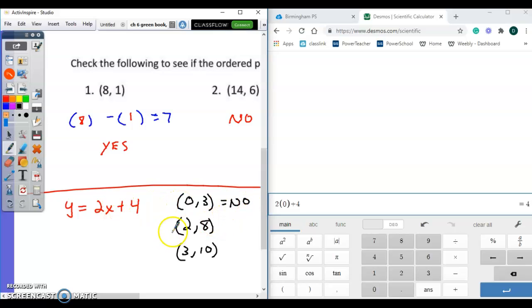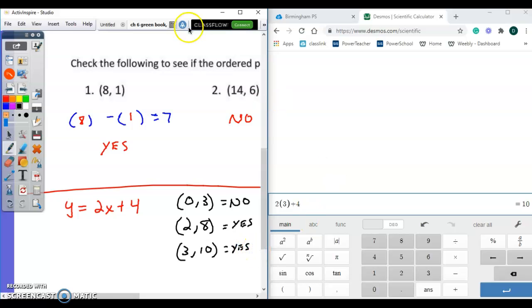All right, so over here, I'm going to put in a 2 for my x. That equals 8. You can see that my y value is 8 here. So that would be, yes, it works out. So now I'm going to put in 3 for x. If I put in 3 for x and it comes out to equal my y in this case, which is 10, then it would be a solution. If not, then it's not. So go back in here, put in your 3, and you can see that it equals 10. So this would be yes as well.